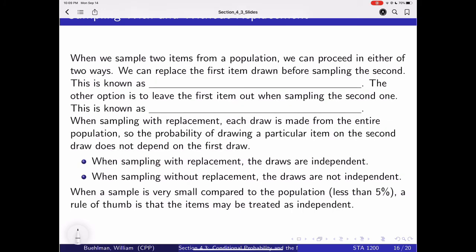When we sample two items from a population, we can proceed in either of the following two ways. We can replace the first item drawn before sampling the second. So we take something out, we mark it down, and then we put it back. If we do this, this is known as sampling with replacement. The second option is we take something out, we record what it is, and we set it down, and we do not put it back. If we do that, this is sampling without replacement.